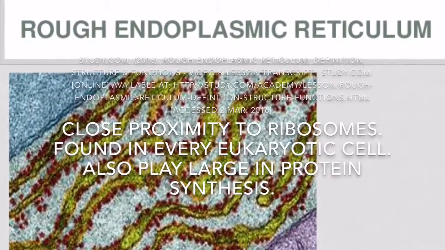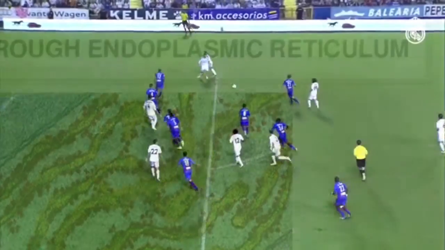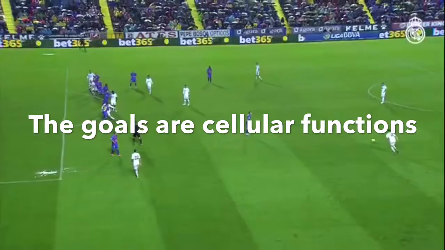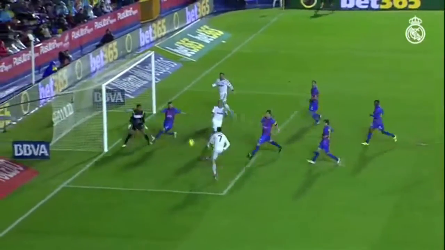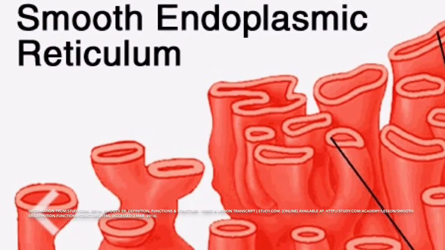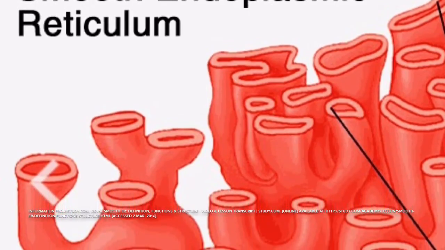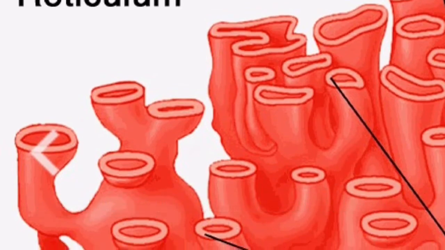Rough ER is a membrane-bound structure that ribosomes attach to. They are responsible for modifying proteins. Cristiano Ronaldo is the rough ER, as he is in very close proximity to the playmakers, which are the ribosomes. They look for him to pass to, so he can modify the play and score goals. Meanwhile, the smooth ER produces lipids, transfers proteins, and makes cholesterol that helps stabilize the membranes of the cell, and they are also not close to the ribosomes.